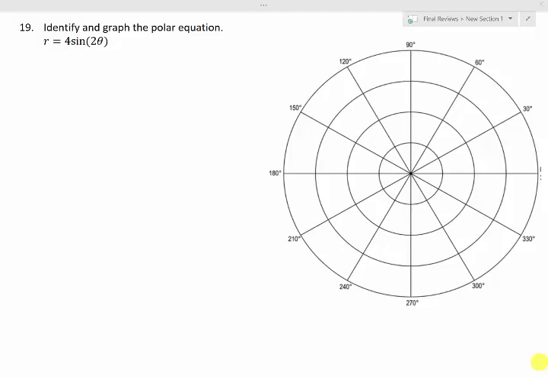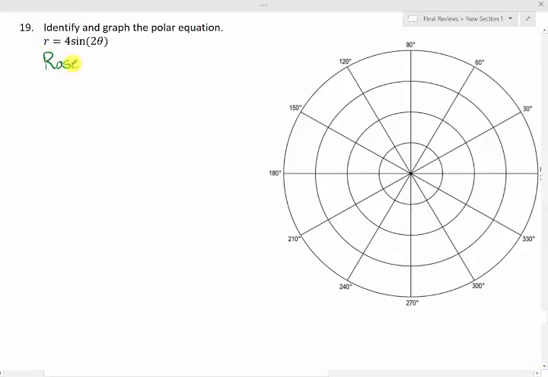Number 19, identify the graph and the polar equation. And we're given r equals 4 times the sine of 2 theta. Well, since I have an r all by itself, and it's set equal to a function with a multiple of theta on the inside, this has to be a rose. Because all of our other functions either have an r squared or something being added or subtracted to theta. So this is definitely going to be a rose.